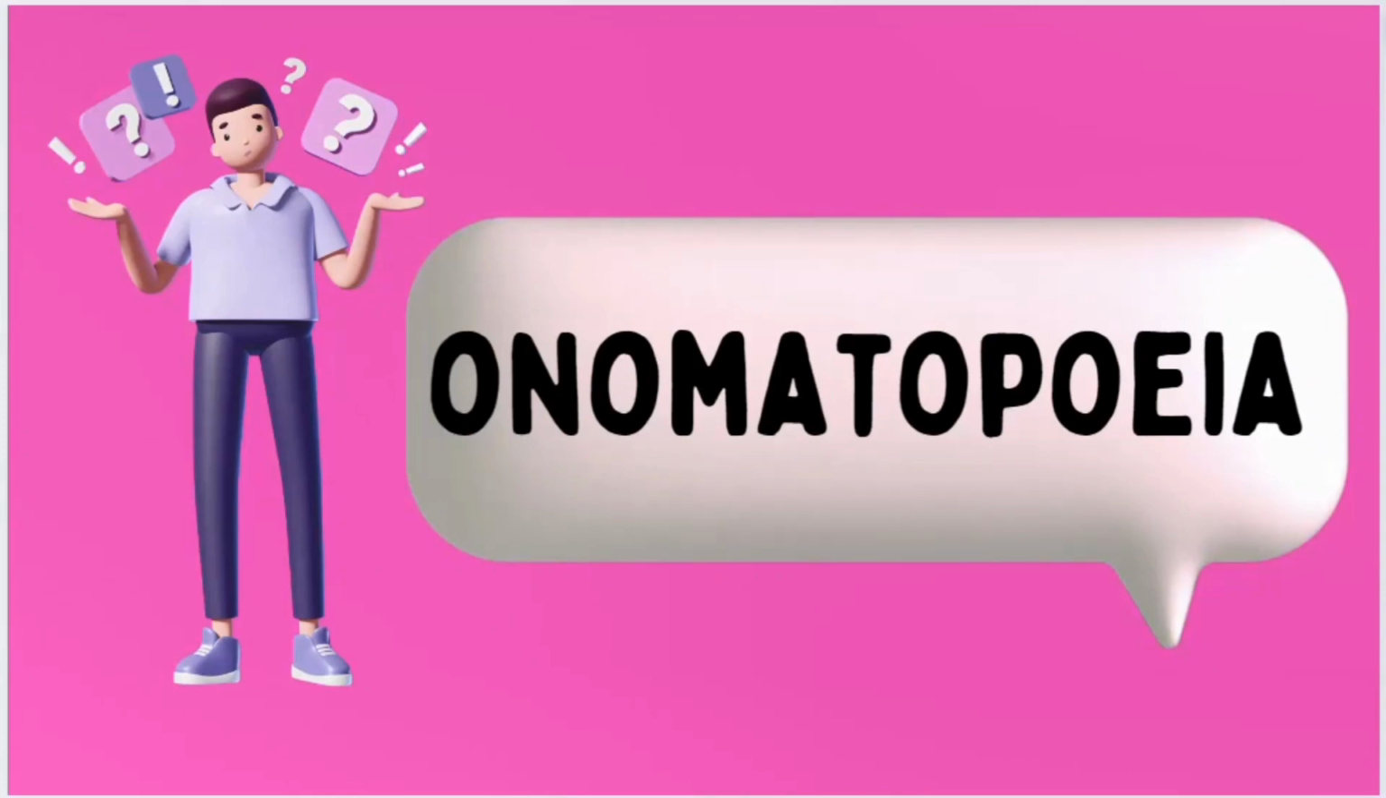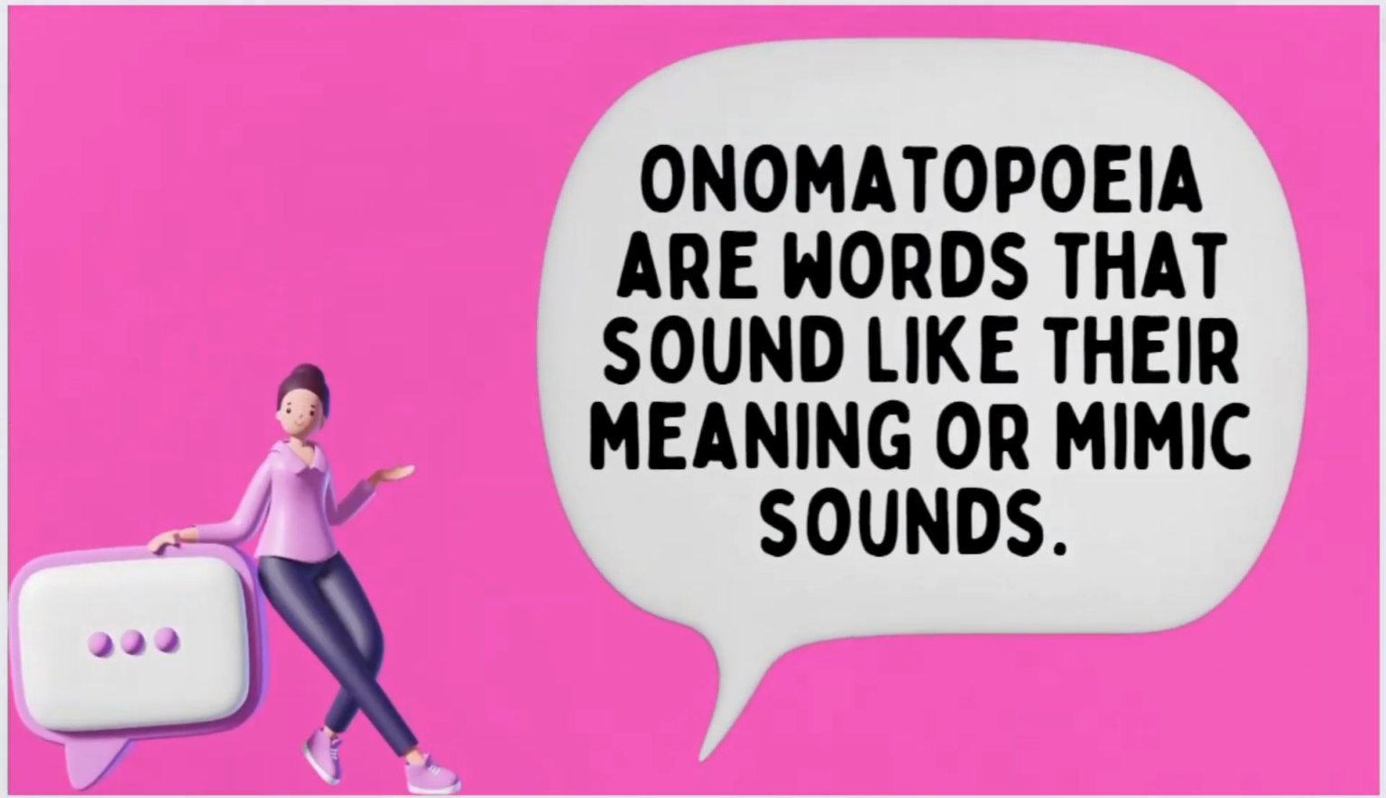Our next device is onomatopoeia. Now, what is onomatopoeia? Onomatopoeia are words that sound like their meaning or mimic a sound. Onomatopoeia can be the sounds of animals or the sound of any motion, like a bell ringing or the telephone bell, or the sound of a splash, a crash, or the sound of your footsteps, right?